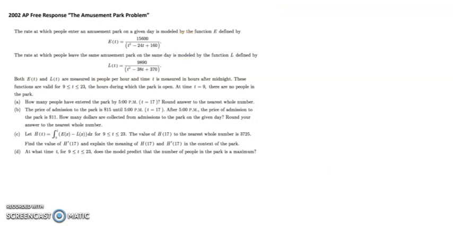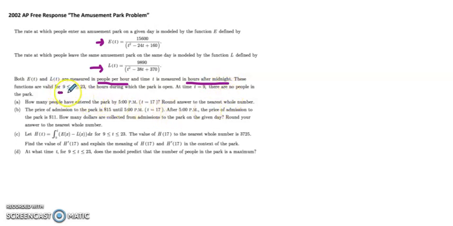Alrighty, this is the Amusement Park problem, 2002 AP Free Response problem. And we're going to use the TI-84. We have the rate at which people are entering the park is given by this E of t value right here. Then the rate at which people are leaving the park is given by L of t, E for entering, L for leaving. They're both measured in people per hour. And time is in hours after midnight. That's going to come into play.